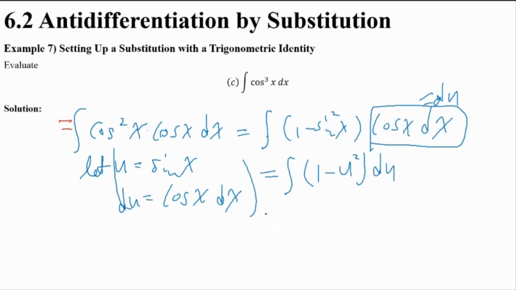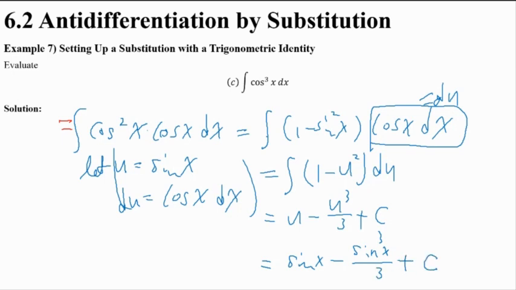Okay, and the integral is u subtract u cube over 3 plus c. Right? And then what's the u? Just plug in, last step. u will be sine x subtract sine x cube over 3 plus c. Right?